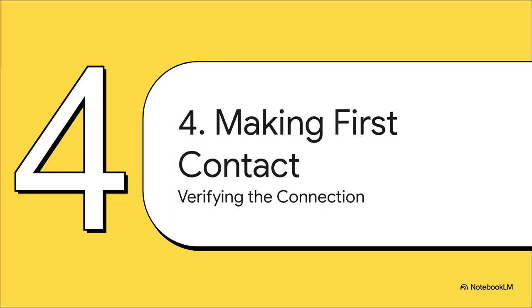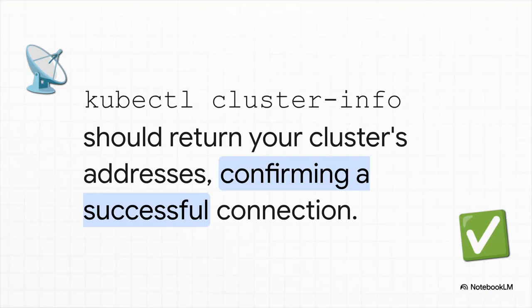Okay, the radio is installed. The frequency is tuned. This is the moment we've been working towards. Let's see if our factory manager Jenkins can finally make contact with the delivery fleet, Kubernetes. Our first test is just a simple radio check. We'll run kubectl cluster-info. If we did everything right, this command should reach out across the network, find our cluster, and get back a response with the main addresses. If you see that, it means the connection is live.